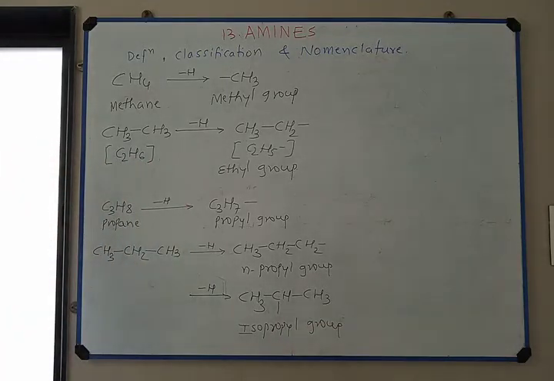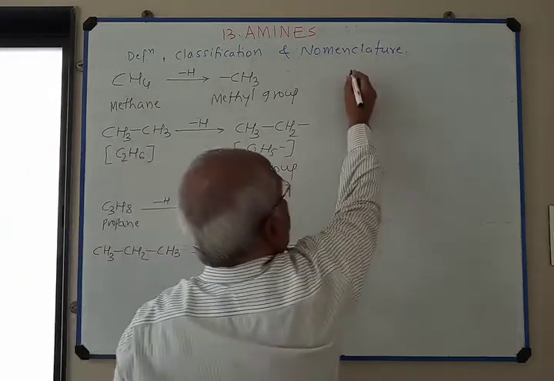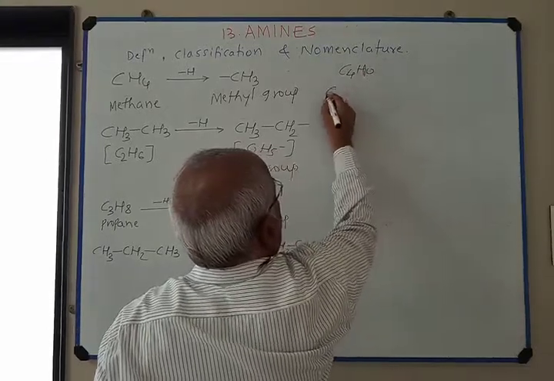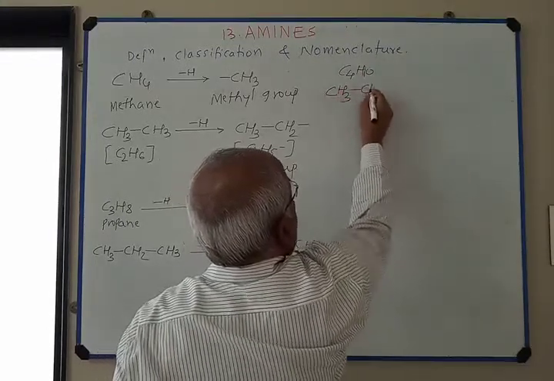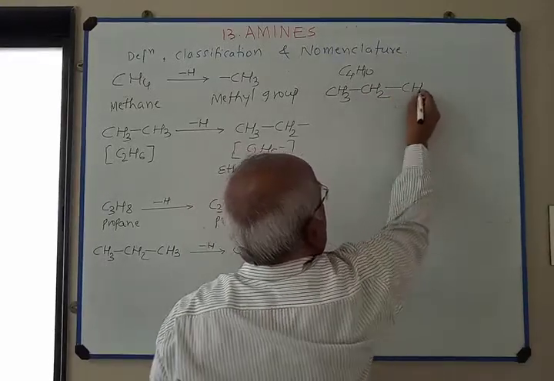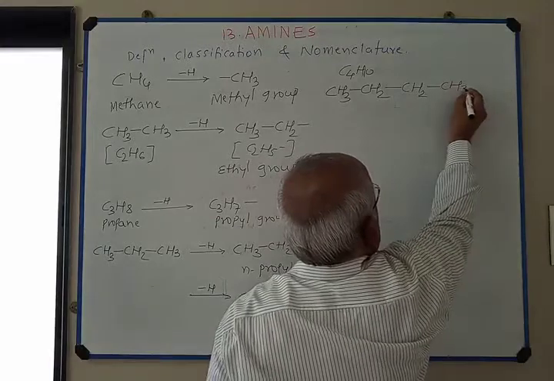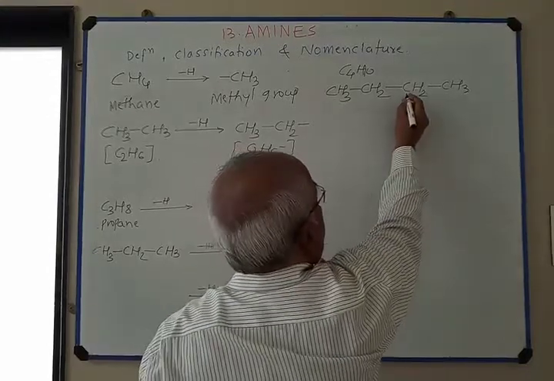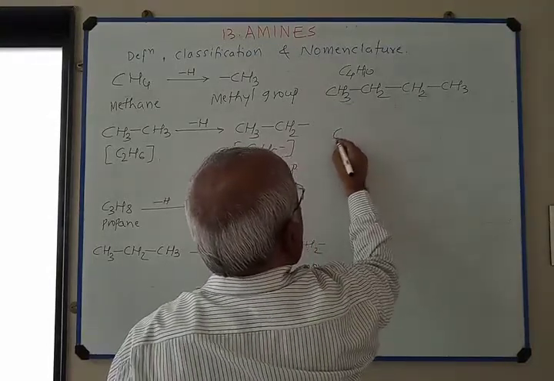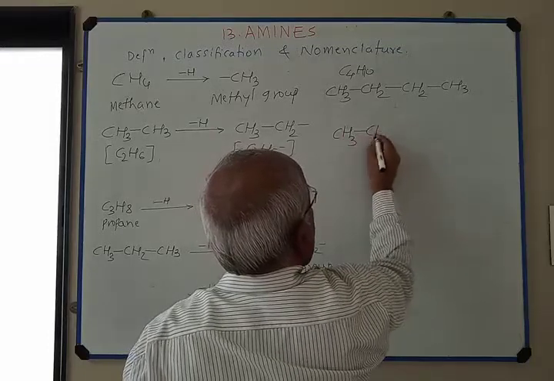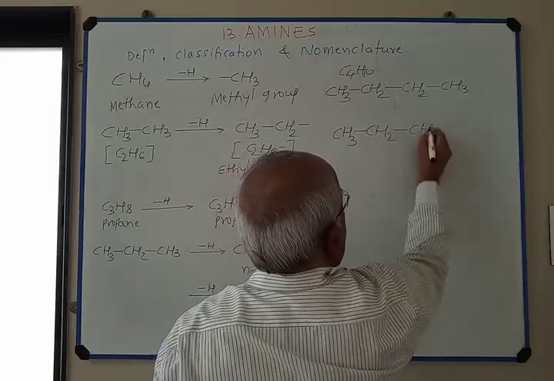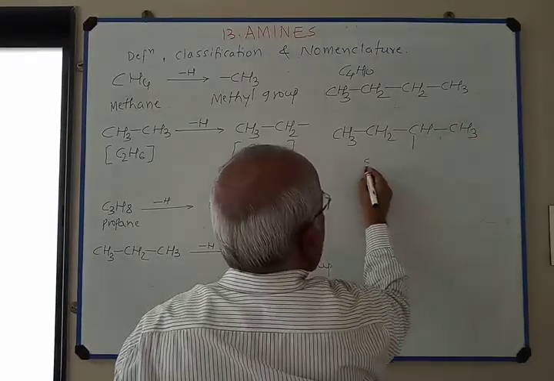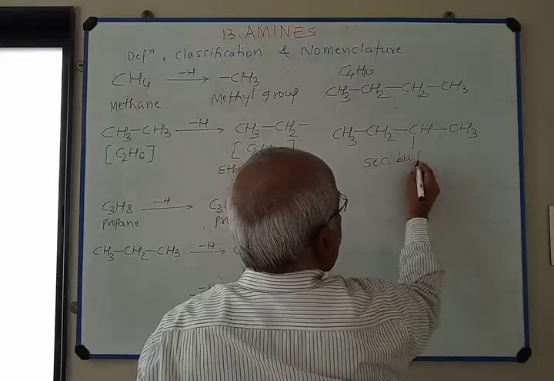Similarly, for butane, C4H10, I write CH3, CH2, CH2, CH3. This is normal butane. I remove hydrogen from middle carbon atom. CH3, single bond CH2, single bond CH, single bond CH3. This group is called secondary butyl group.